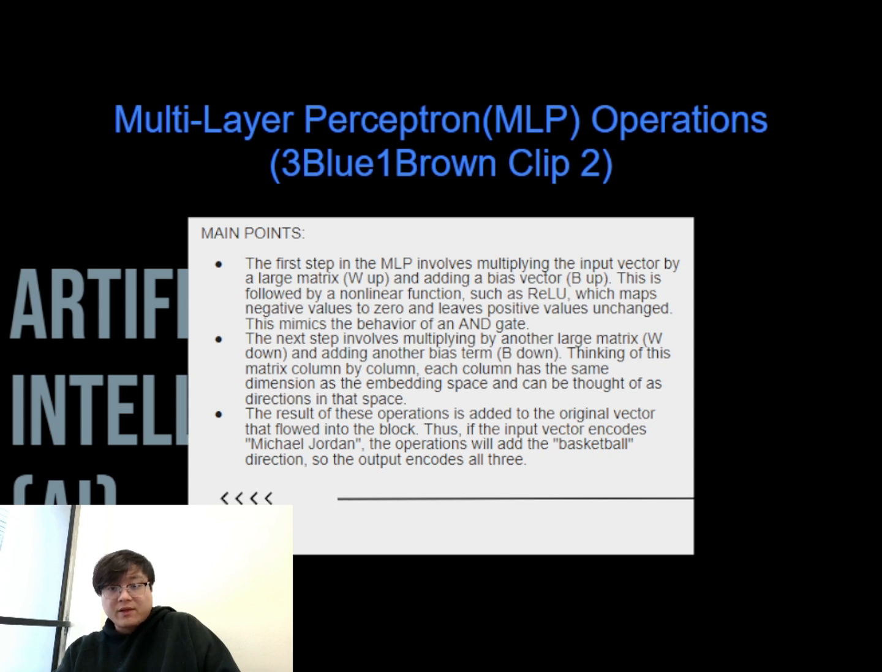Next, the transformed vector is multiplied again by another matrix, with an additional bias term B. This matrix can be thought of as encoding different directions in the high dimensional space of word embeddings. Finally, the result is added back to the original input vector. For example, if the input vector represents Michael Jordan, these operations might push it towards a basketball direction. This means the final output encodes all three concepts: Michael, Jordan, and basketball. This process helps LLMs refine their understanding of relationships between words, allowing them to recall facts and make meaningful predictions.